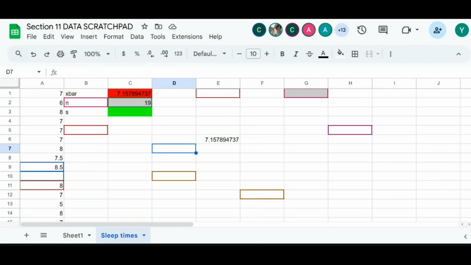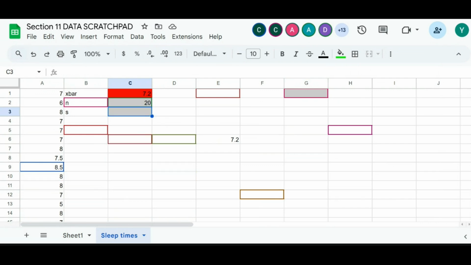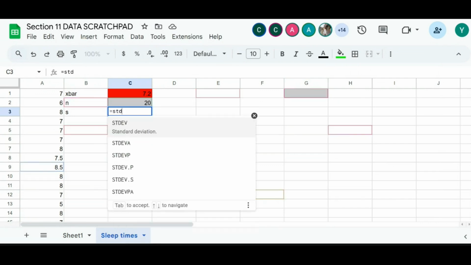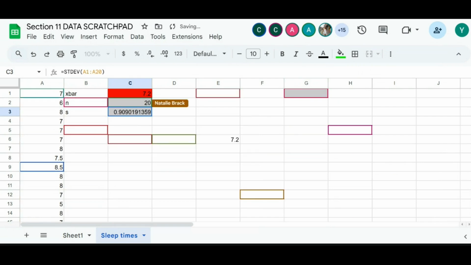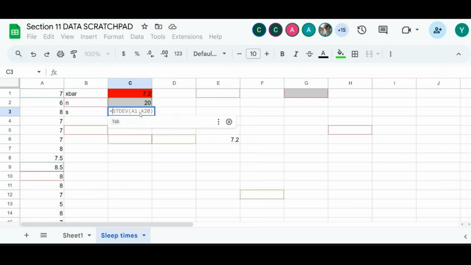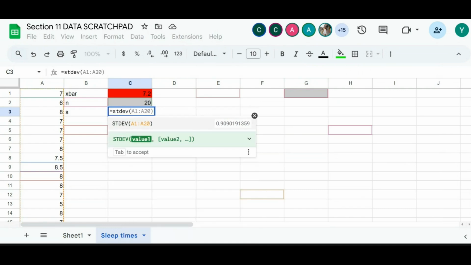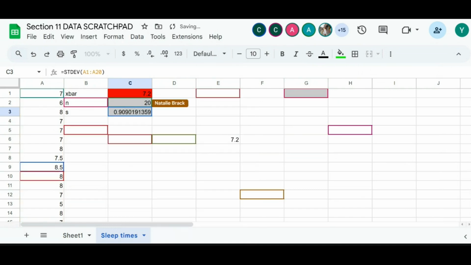Ooh, sample space. Okay. I don't even know what was here. I'm just going to say 8. Yeah, I think it was 8. Okay. Now, anyone? How do you get back the standard deviation? You type equals what? STDEV, right? Like that.